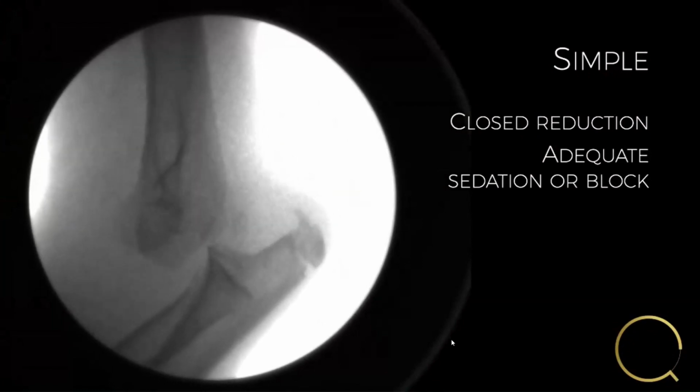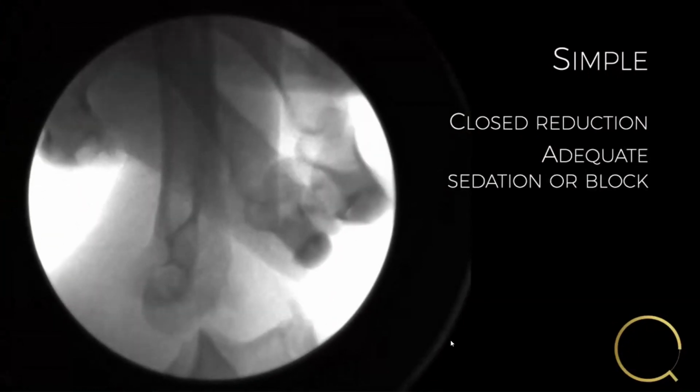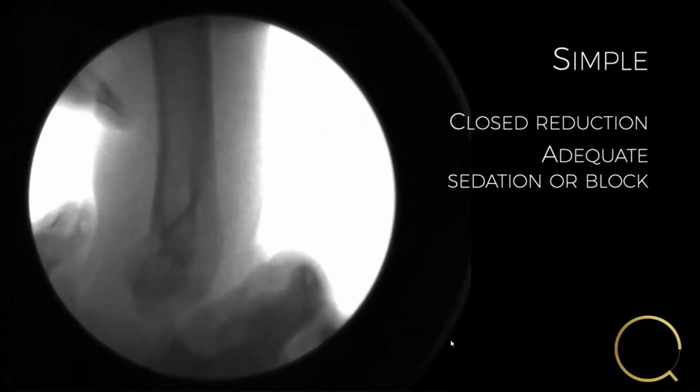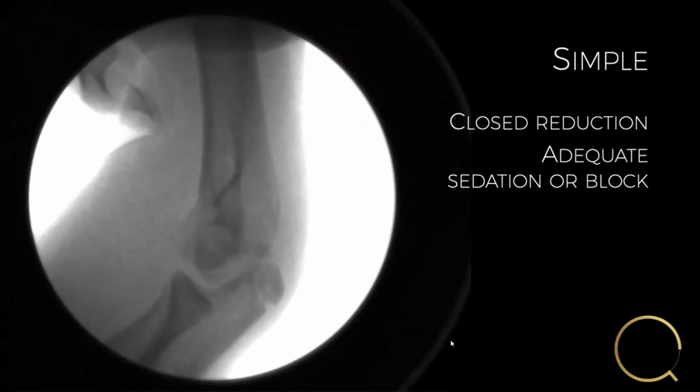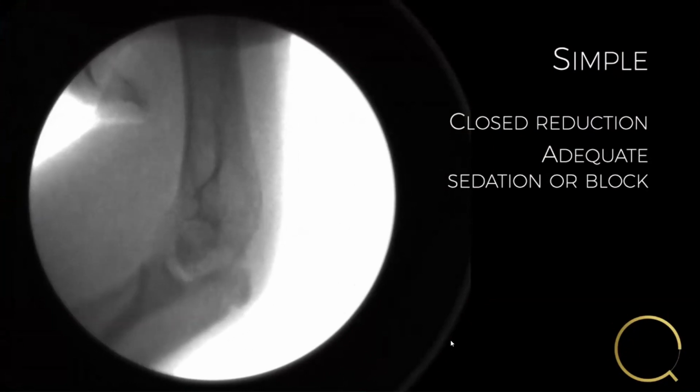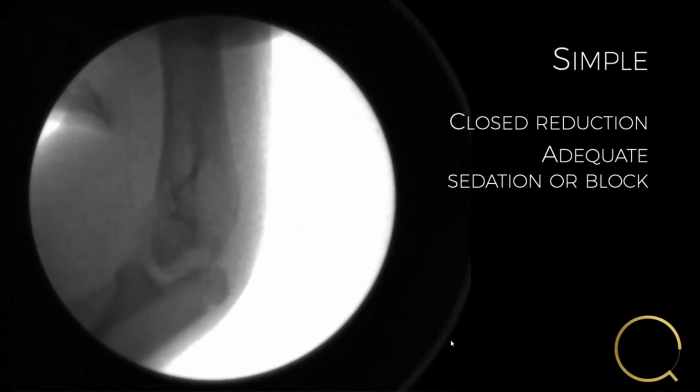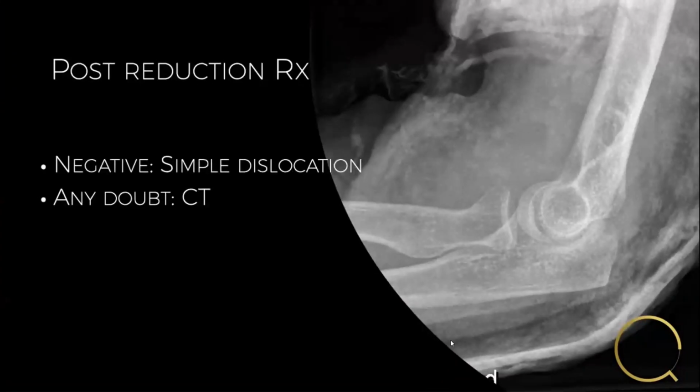When we're talking about simple dislocations, treatment is a closed reduction. We prefer to do this under adequate sedation or a block, not to add to the trauma with your reduction. We then take the elbow through range of motion, and if there's no further dislocation or instability, without adding varus or valgus stress, without rotatory stresses, then treatment, at least in our hands, is conservative. We do get x-rays post-op. If they're negative, we're talking about a simple dislocation. However, if there's any doubt, the threshold to order a CT scan is very low.